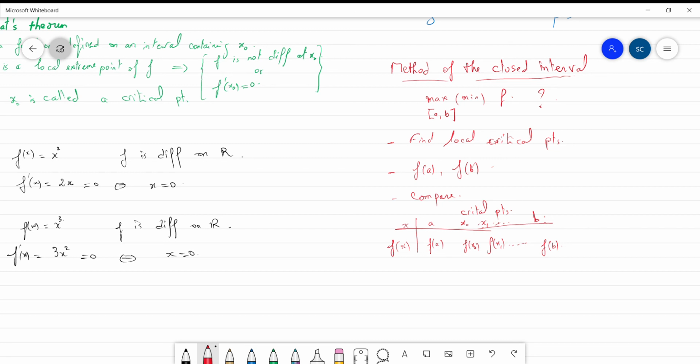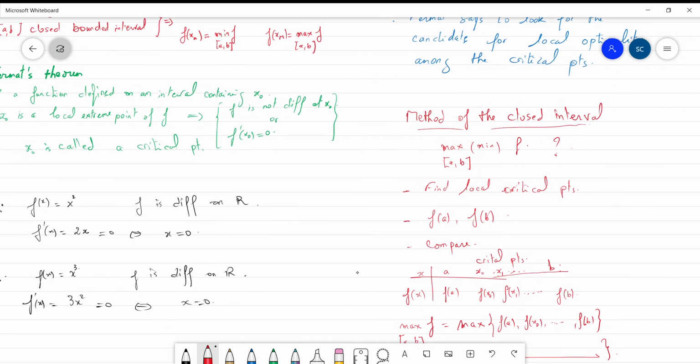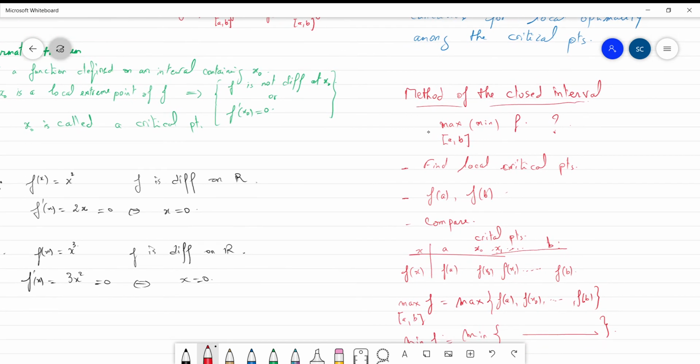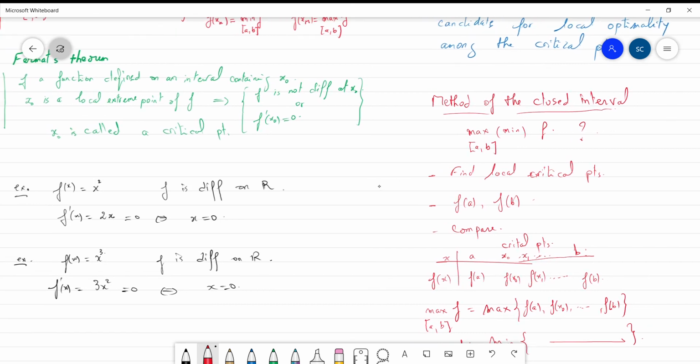Then I will compare, and the maximum of f over the interval [a,b] will be obtained by taking the maximum of all those values, f(a), f(x0), etc., until f(b). And the minimum of f over [a,b] will also be the minimum of all those values. So we have a method that controls such a category of problems. For this family of problems we know how to proceed.